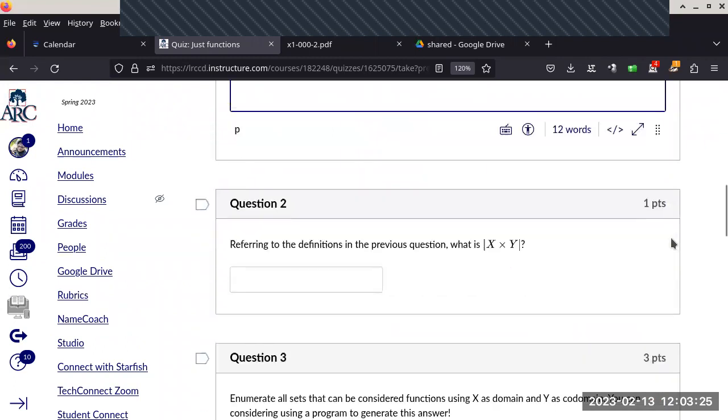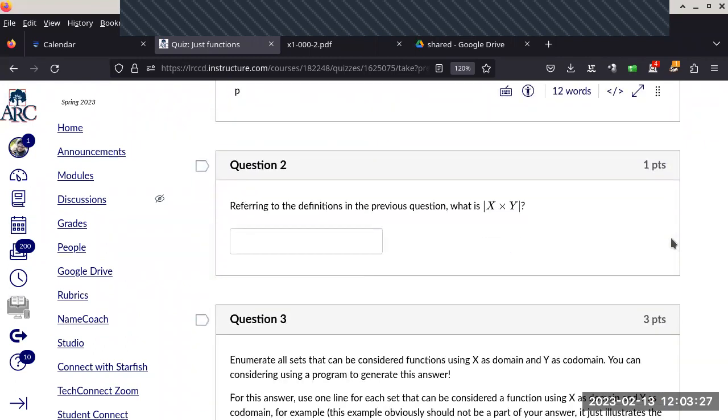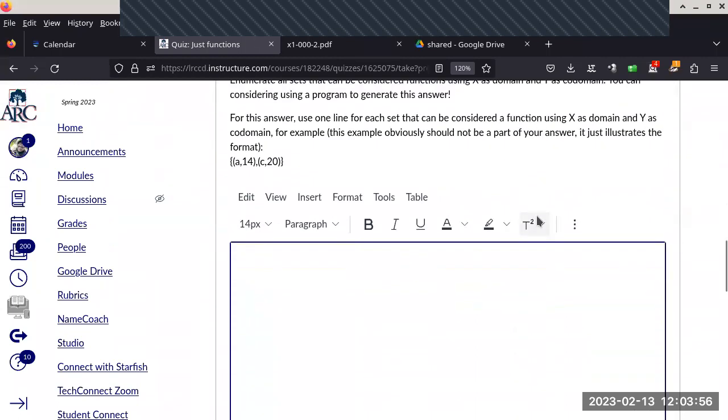All right, question number 2. Referring to the definitions of the previous question, what is the cardinality of the Cartesian product of X and Y? The answer is going to be 6, because all we need to do is count the number of items inside the set notation that are comma separated. Any questions about number 2? No questions? All right, and we're going to move on to question number 3.